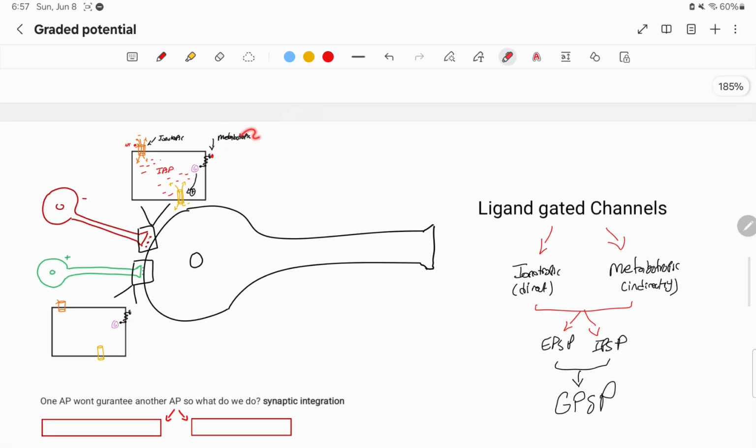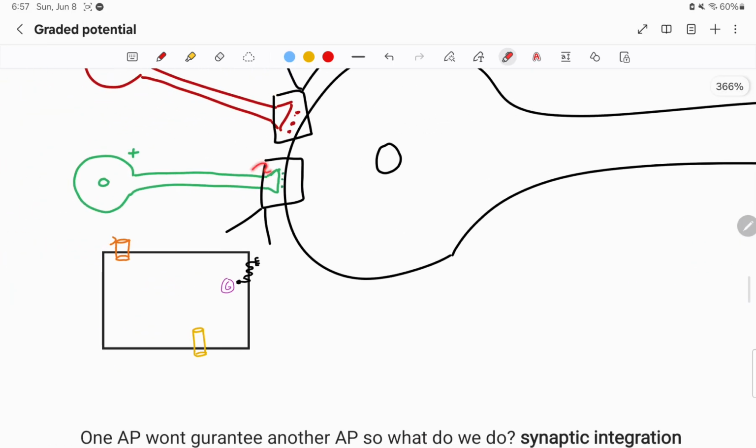So that's what the metabotropic is, indirect. That's why. But you can clearly see that they can both cause an IPSP. Now let's look at the same scenario, but with the stimulatory synapse, or excitatory synapse. Remember, this guy was going to try and cause an EPSP.